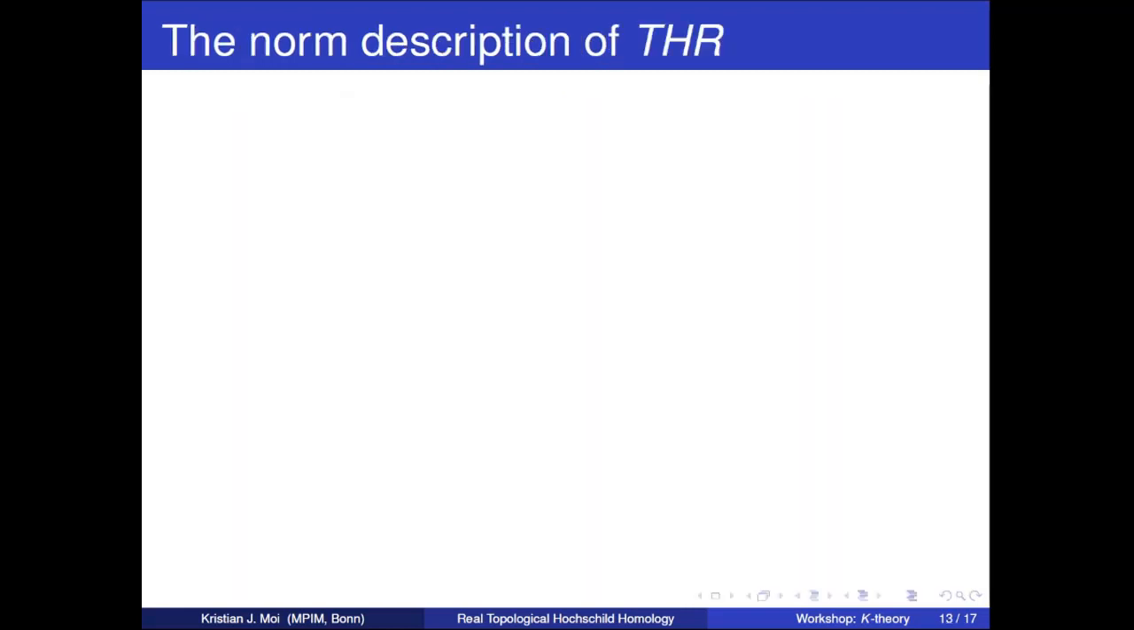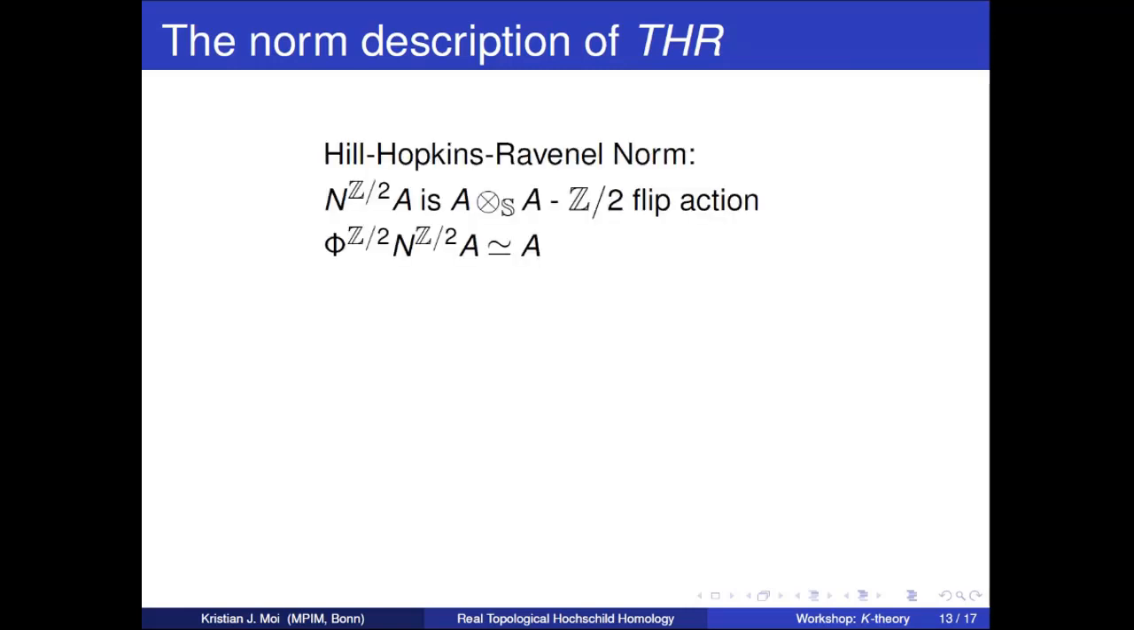Okay. So here's some more equivariant homotopy theory. There's a multiplicative norm on spectra. If you have a spectrum A, I can take its norm. You should think of that as tensoring the thing with itself, and the group Z/2 acts by flipping the two factors.